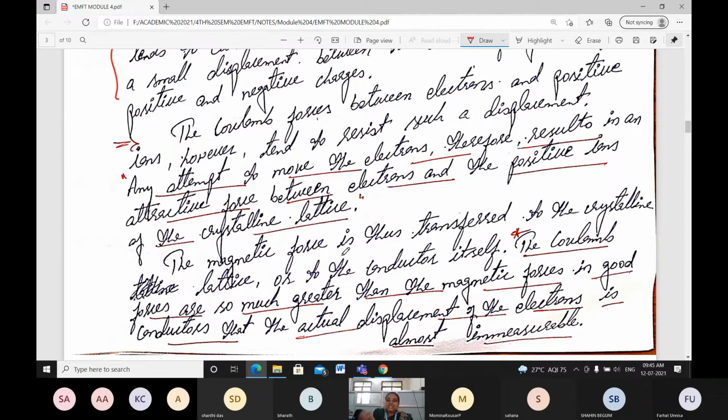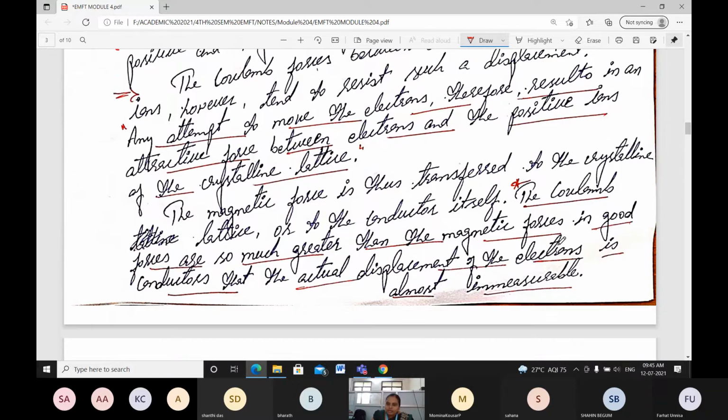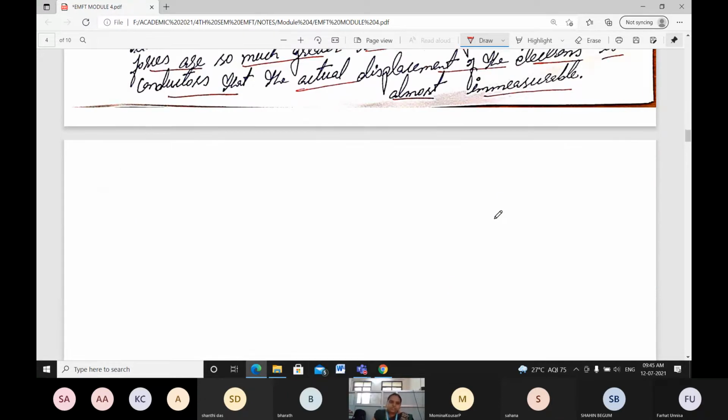Then the magnetic force is thus transferred to the crystalline lattice, for the conductor itself. Then what about the Coulomb forces? The Coulomb forces are so much greater. Observe this point: the Coulomb forces are so much greater than the magnetic force in good conductors. Means Coulomb's law force is greater compared with the magnetic force, and the actual displacement of the electrons is almost negligible, immeasurable. We can go with that.